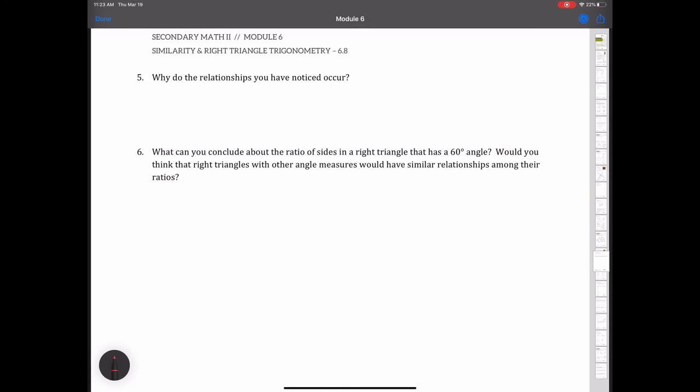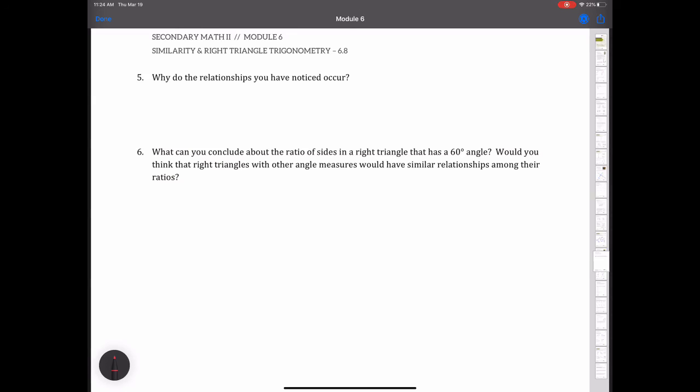Finally, what can you conclude about the ratio of sides in a right triangle that has a 60-degree angle? Go ahead and pause it for a second and say what you think. What we can conclude is that they are in fact all similar. If it's a right triangle with a 60-degree angle, it's going to be similar to every other right triangle with a 60-degree angle. So that answers the second part of this question as well.